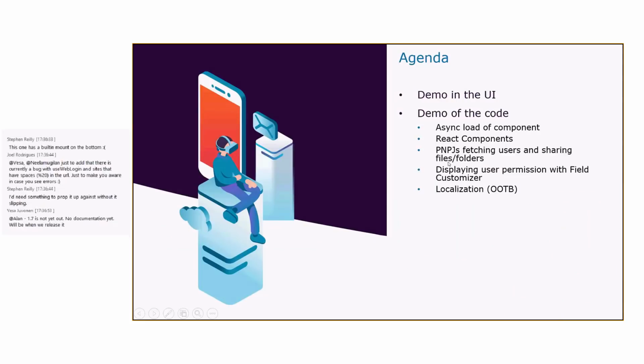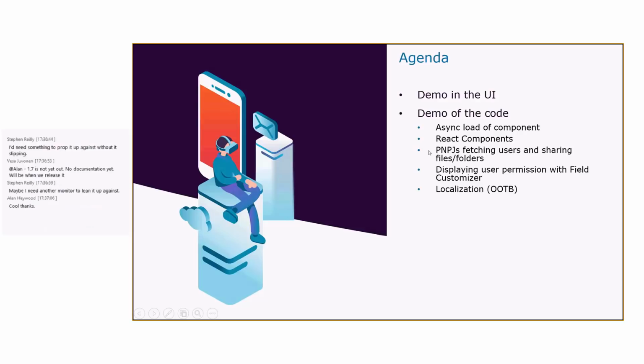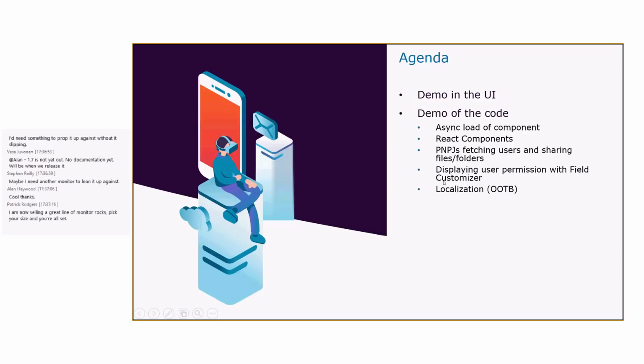And just the things I'm going to talk about. I'm going to do a demo in the UI as always, and some demo of the code, and a few things that popped up that I think I'm going to talk about: a quick async load of a component, the main component, React components in general, PnP JS for fetching the users and sharing files and folders. For demo purposes, I made a field customizer just to display the user permissions, and out-of-the-box localization using strings. That's all.